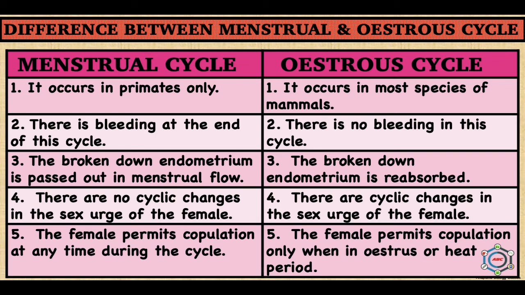In menstrual cycle, there are no cyclic changes in the sex drive of the female, while in the estrus cycle, there are cyclic changes in the sex drive of the female. In menstrual cycle, the female permits copulation at any time during the cycle, while in the estrus cycle, the female permits copulation only when in estrus or heat period. So these are the differences between the menstrual cycle and the estrus cycle.